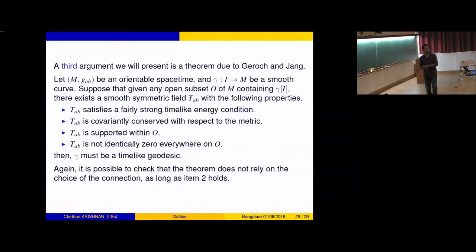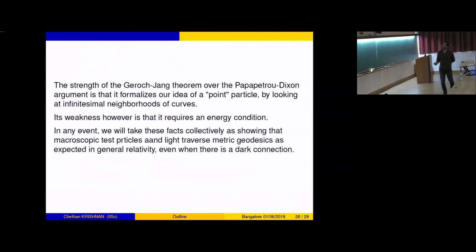We can go through the proof sufficiently well to argue that the statements they need are just these and the covariant conservation, and none of them ever depend on any choice of connection. So this is the third argument, and that's basically the final one. The strength of this Geroch-Jang theorem over the Papapetrou approach that I was talking about is that it formalizes our idea of a point particle, by looking at infinitesimal neighborhoods of curves, instead of just looking at center of mass motion.